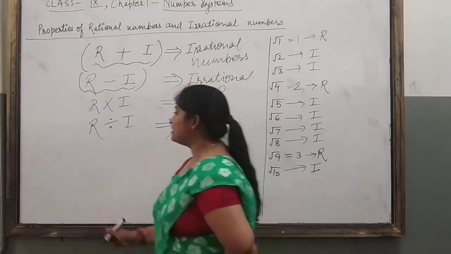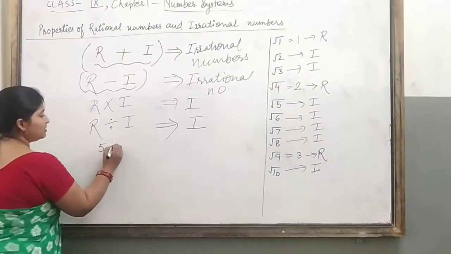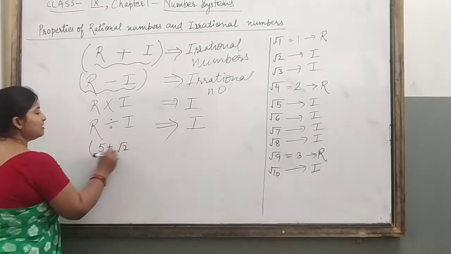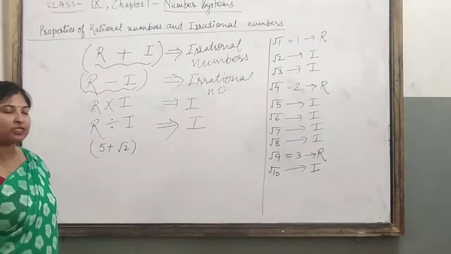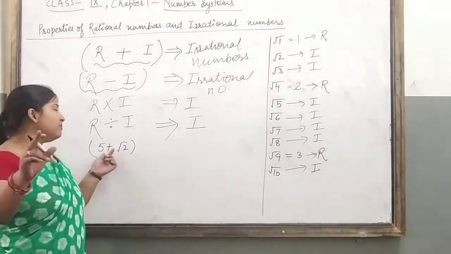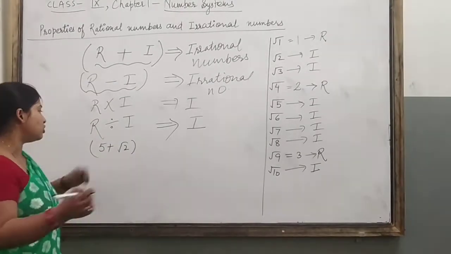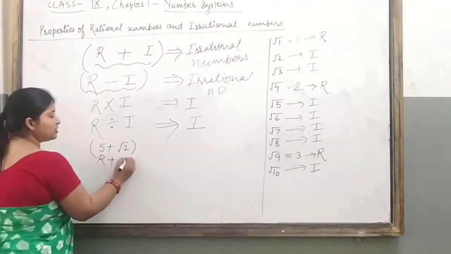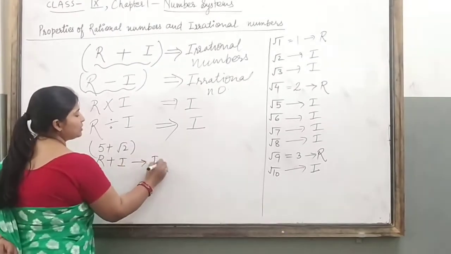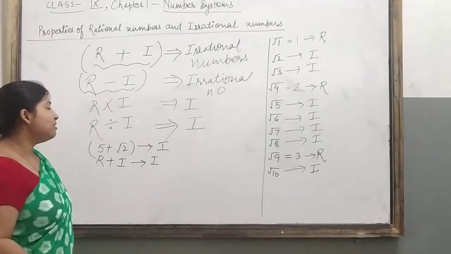Okay, I am giving you a few examples. Suppose I have 5 plus root 2 and I ask you to classify whether it is rational or irrational. Tell me, 5 is which type of number? Rational number? Yes, 5 upon 1 is rational, and root 2 is irrational. So rational plus irrational becomes irrational. So this number is an irrational number.